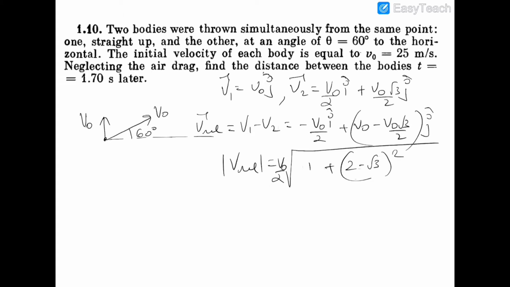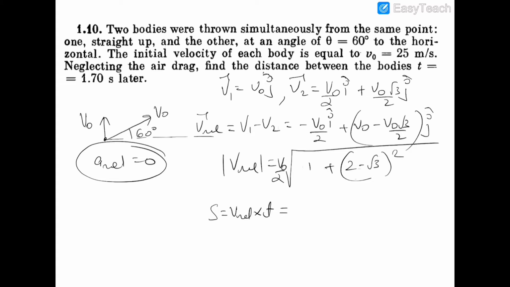Okay, and now you can see that in the relative frame the relative acceleration is 0, which means that relatively they will be moving with constant velocity in a straight line, and therefore we can write this velocity as displacement upon time. So displacement will be equal to v relative into time.